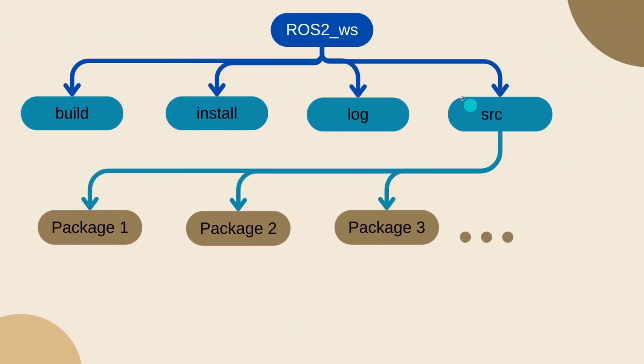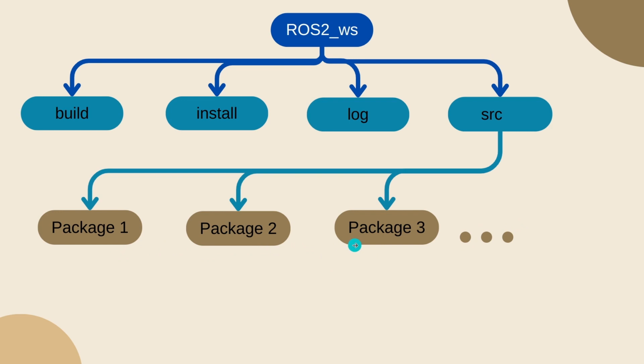Now this is the workspace that we have already created, and we have created the src folder. These are the files which were already built using colcon, which will have build, install, and log. In the src folder, we will create all of our packages, and in src you can have multiple packages. We can see package 1, 2, and 3, and you can have many more over here.